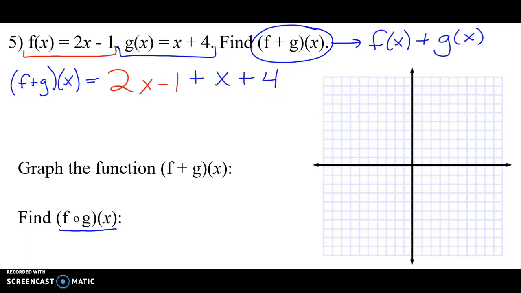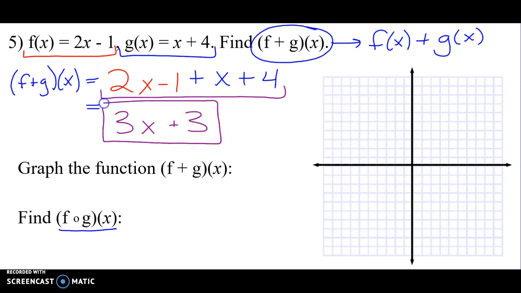So what does it mean to compose something in art class? What are you doing if you're composing something? Hey, you're like putting stuff together. You're doing paper mache and you sprinkle some glitter on top. So we're taking functions and we're putting them together. We're composing them. So what does this simplify out to? Red and blue makes 2x plus x is 3x, and then negative 1 plus 4 is positive 3. Now that is your answer. That is f plus g of x.